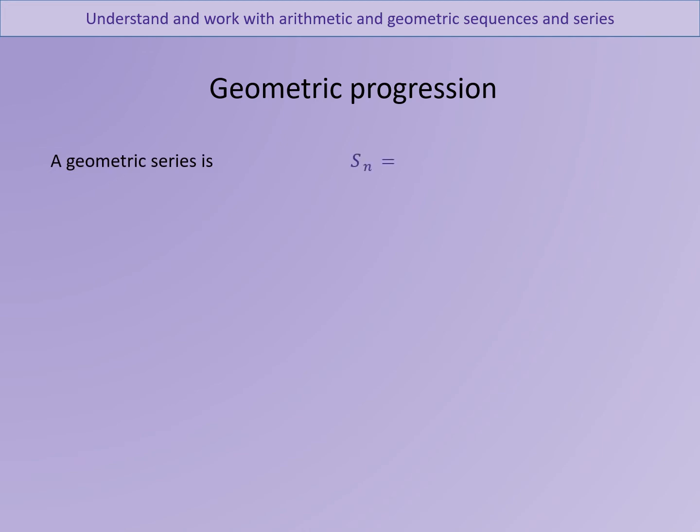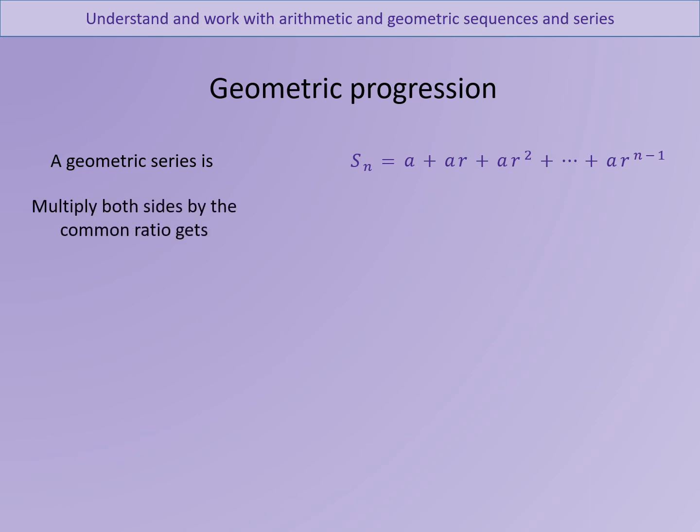So a geometric series is the sum of the first n terms of a geometric progression. So Sn can be calculated by finding the first term plus the second term plus the third term all the way up to the nth term. So this would be written as A plus AR plus AR squared and so on, all the way up to AR to the power n minus 1.